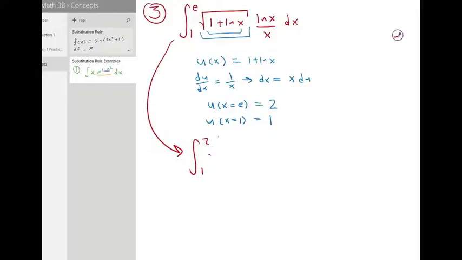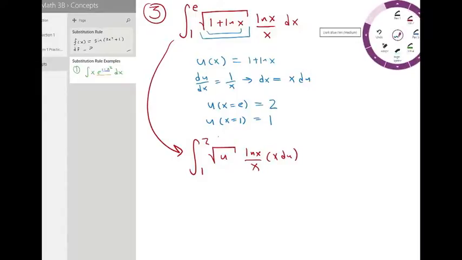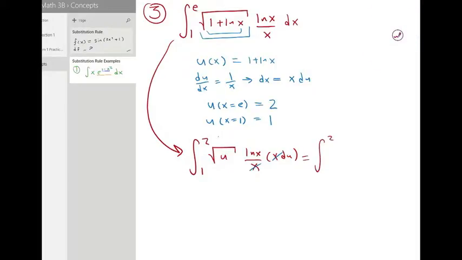We have the square root of u. We have ln x over x. We have x du for dx, and these x's cancel. So now we have the integral from 2 to 1 of, we can write the square root of u as u to the 1/2. This will be useful. And we have ln x du. So now we're stuck because we have an ln x.